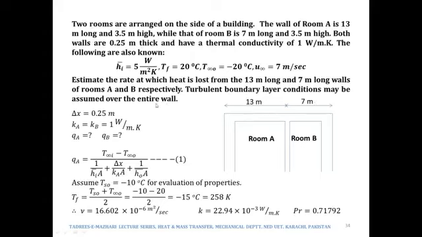Turbulent boundary layer conditions may be assumed over the entire wall. So we would be using the expressions of Nusselt number corresponding to turbulent boundary layer over the entire plate, because this would be considered as a plate. Now this is the data that is given: Delta X, the thickness of the wall, and the thermal conductivities of the wall material. So we have to find out QA and QB.